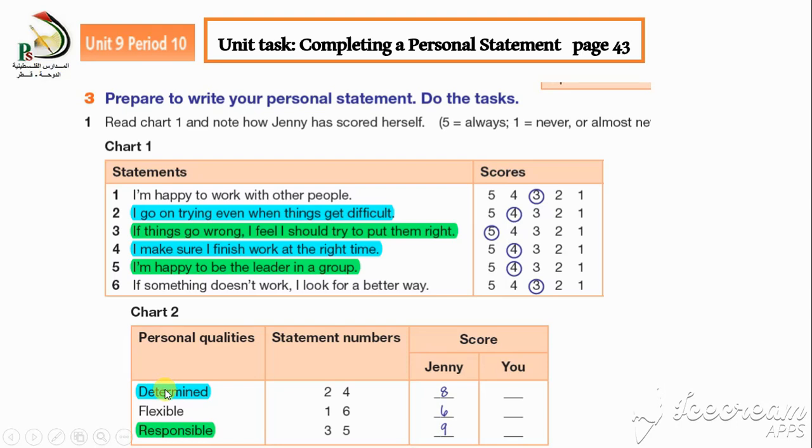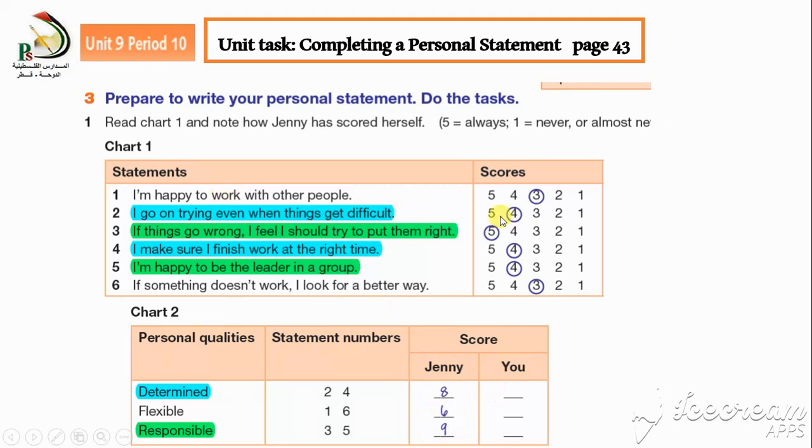Come to determined. This color shows determination, numbers 2 and 5. In number 2, she scored 4, and in number 5 she scored 4. 4 plus 4, she scored 8. Come to responsibility, the green color, if things go wrong: 5, 4, 9. So this is her total score.